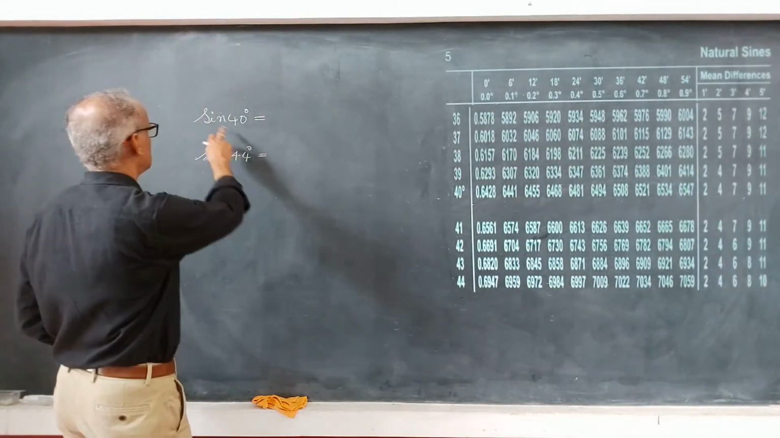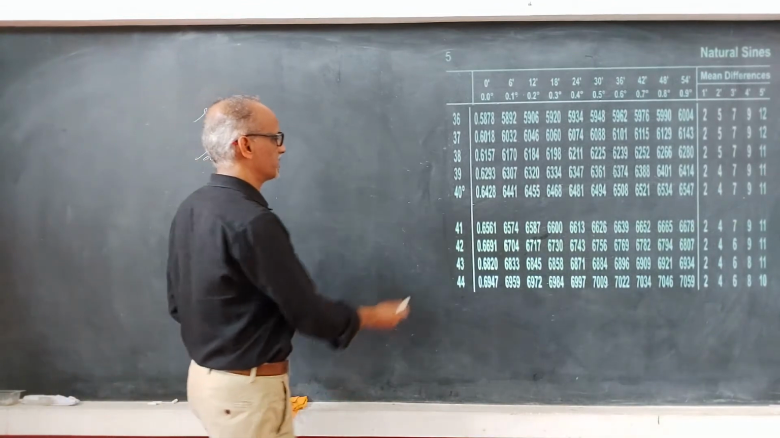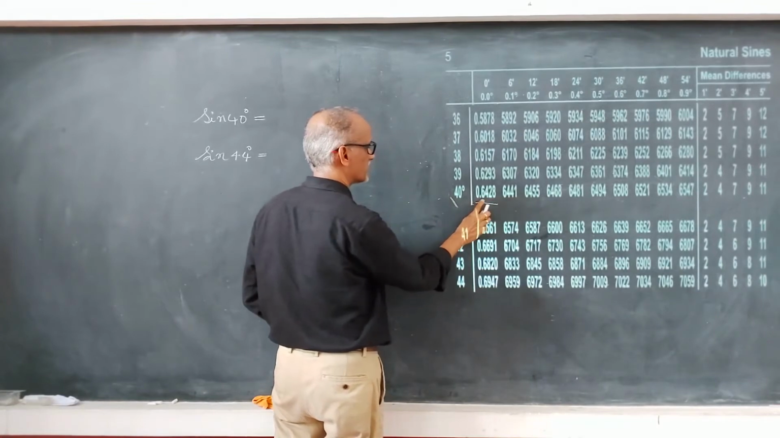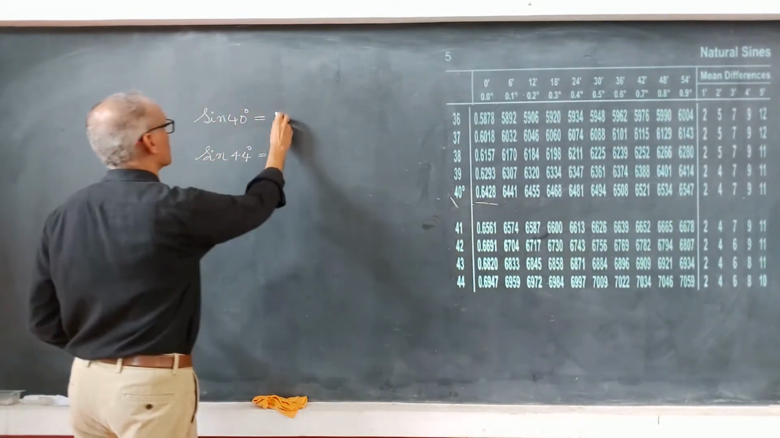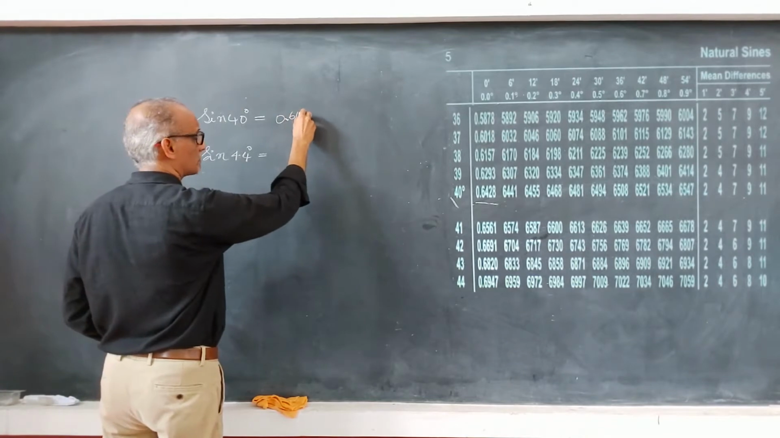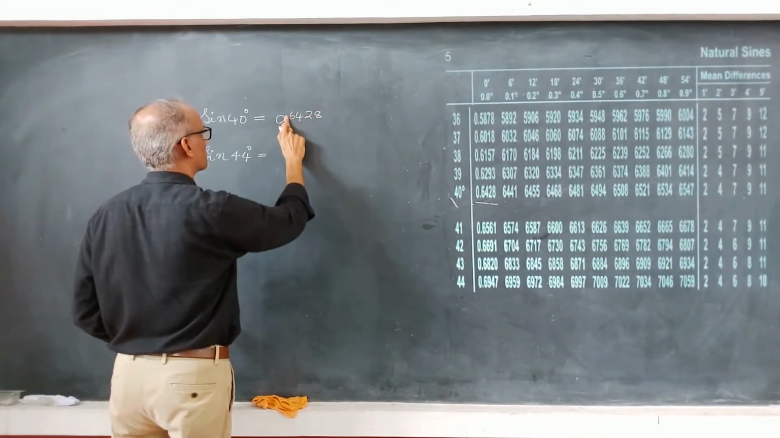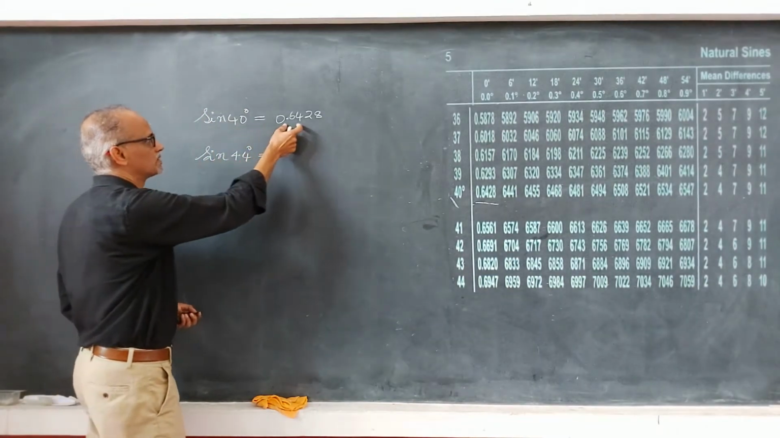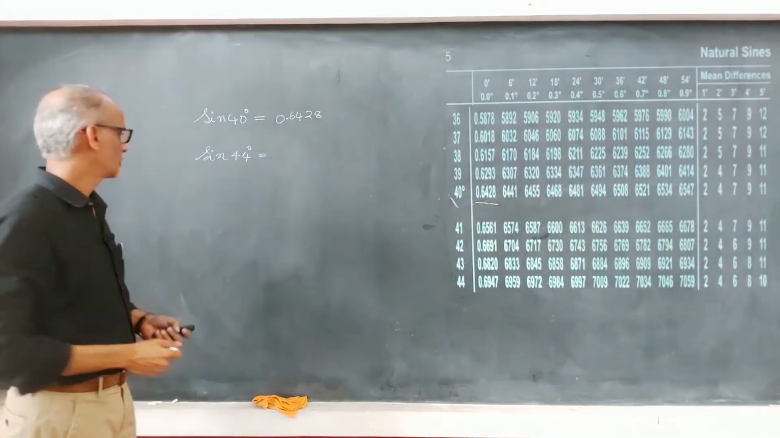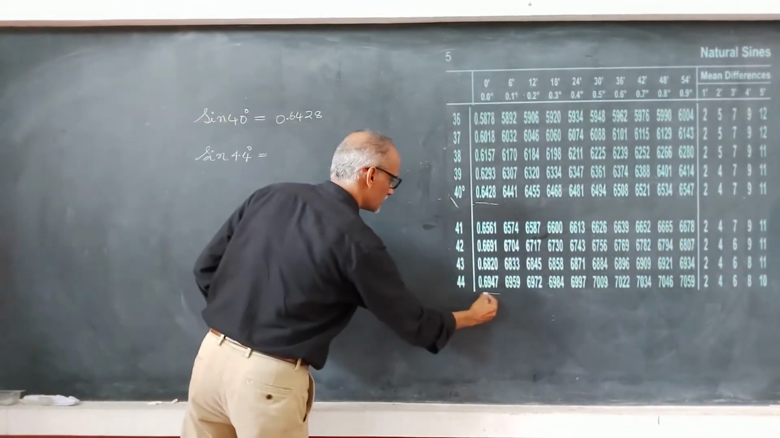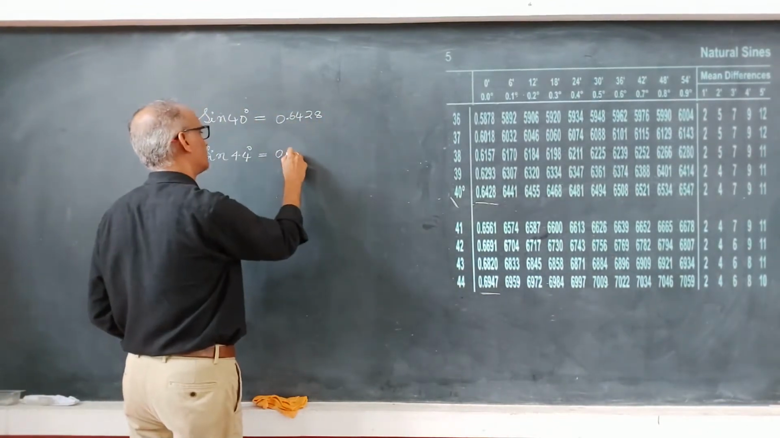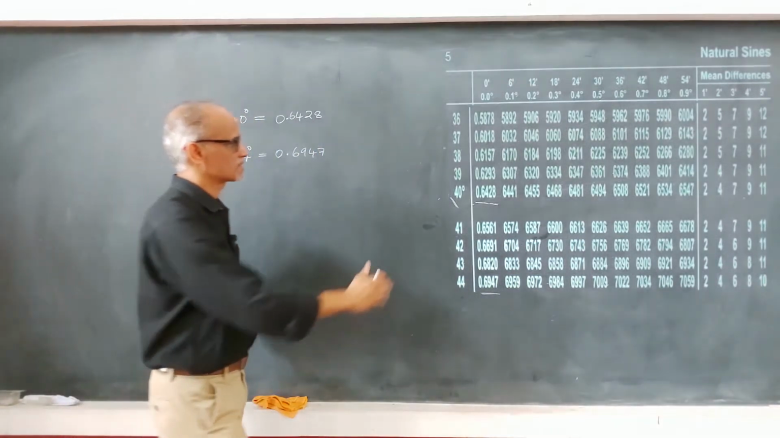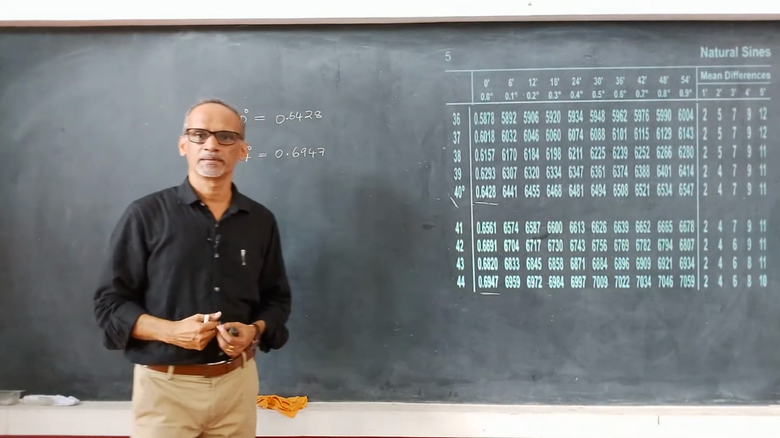Okay, let's find sine 40 degree. How to find sine 40? So 40 is here, sine 40, okay. So here there is a value called 0.6428. Okay. So that is the value of sine 40 degree, 0.6428. What is sine 44 degree? It is here, 0.6947. Now, what are the rest of the values for exactly, okay?